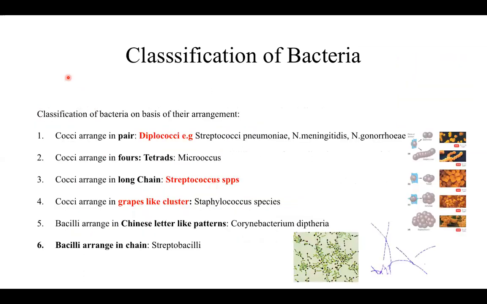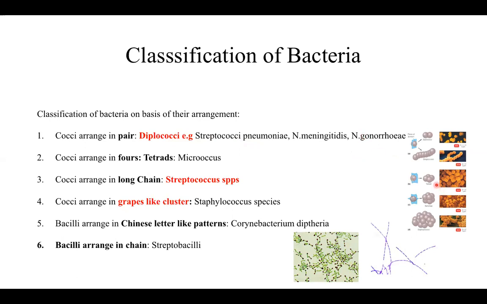Another method for the classification of bacteria is based on their arrangement. Some cocci are arranged in pairs, in a group of 2. These are known as diplococci. Examples are Streptococcus pneumoniae, Neisseria meningitidis, and Neisseria gonorrhoeae.